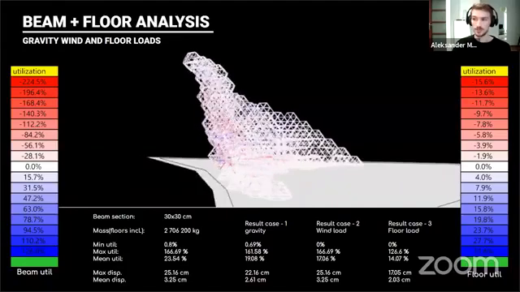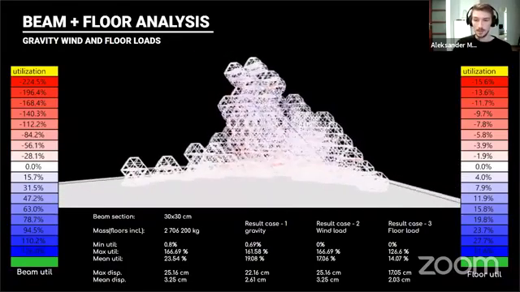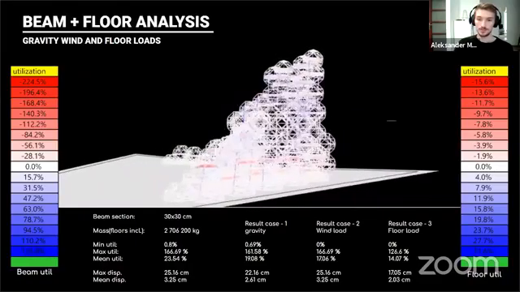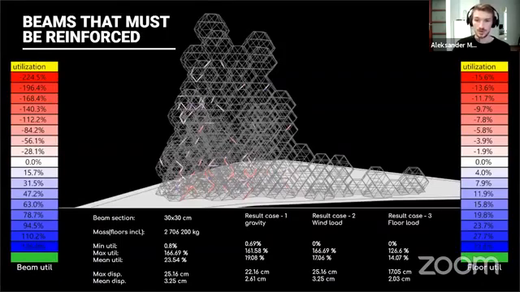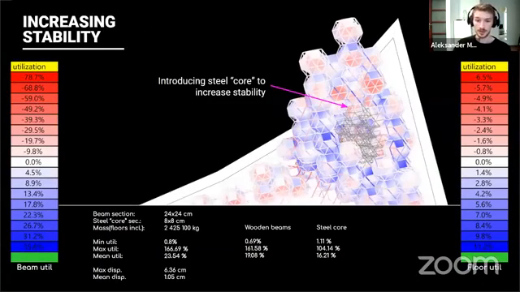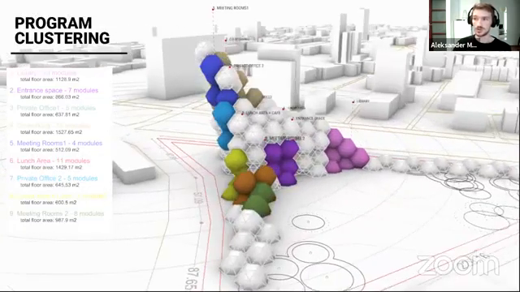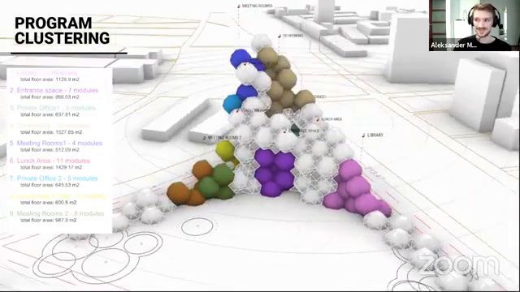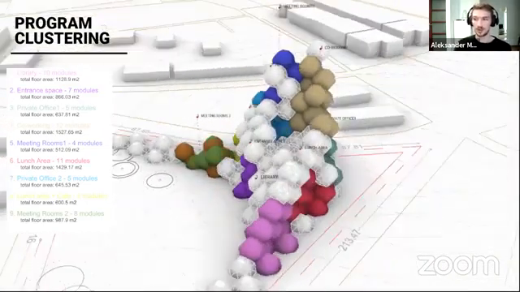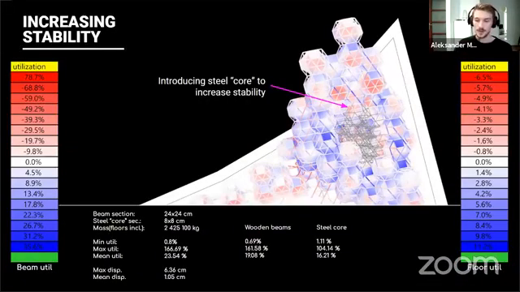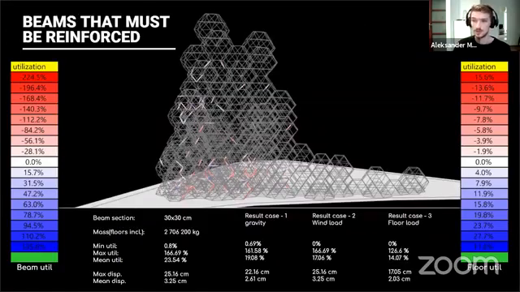The inferences that we got from the Karamba analysis were that by introducing a steel core in the middle, which will be very light, we can reduce the overall mass of the building and decrease the overall beam sections. We also found the parts of the building that need to be reinforced. Those are the parts that are working too hard and need to be extra reinforced.